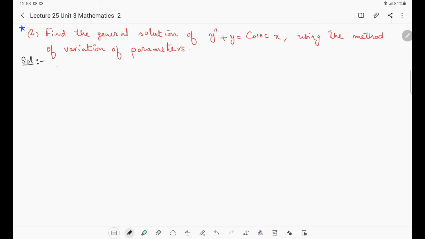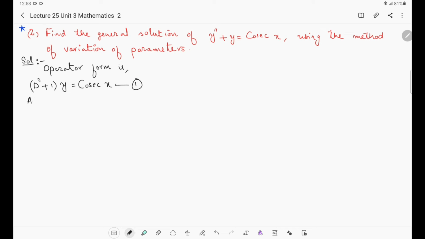So for that we have to write the operator form of the given equation. The operator form is D square plus 1 into y equals cosecant x. Consider this as equation 1. This is the operator form of the given equation.